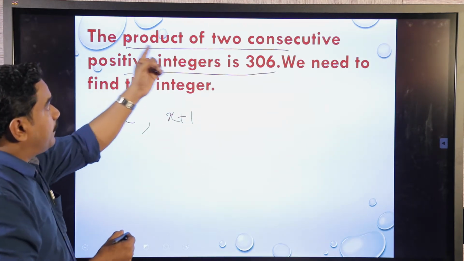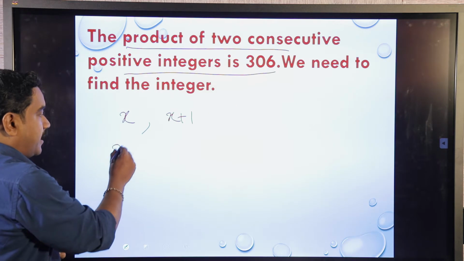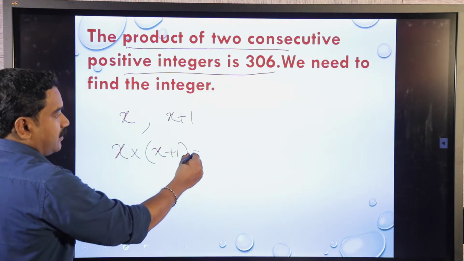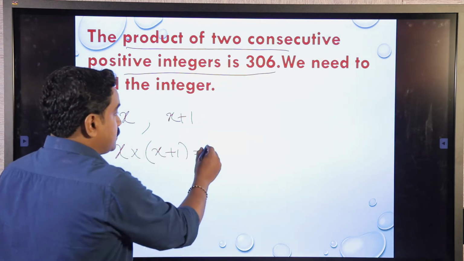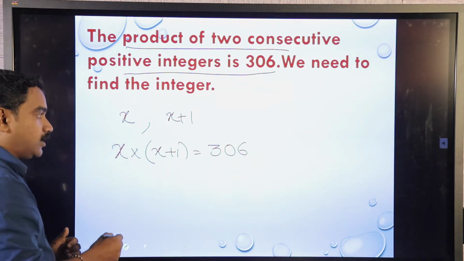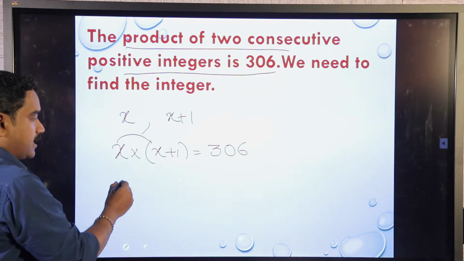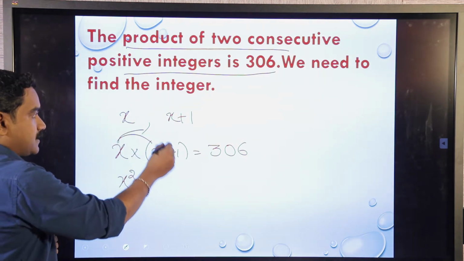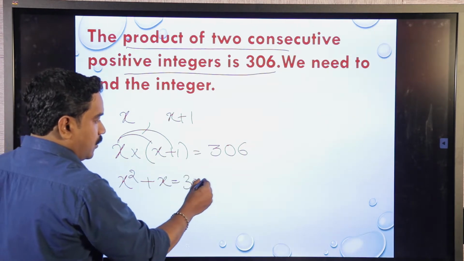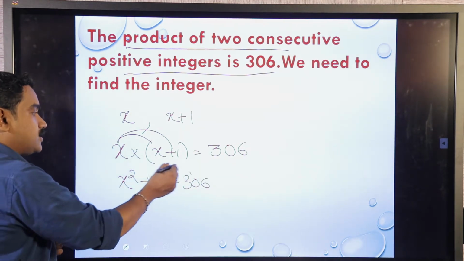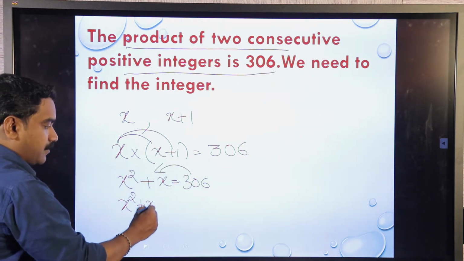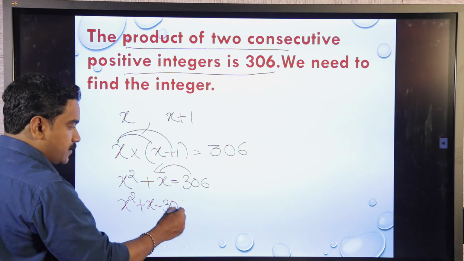Look at the question, the product means x into the second number, x plus 1. What is the product given in the question? The product is 306. So x into x plus 1 is equal to 306. Multiply x into x, that is x square. Then x into 1 is x, equal to 306. Then bring this 306 to the left side. It becomes x square plus x minus 306 equal to 0.